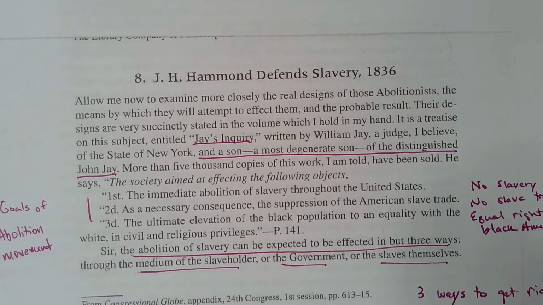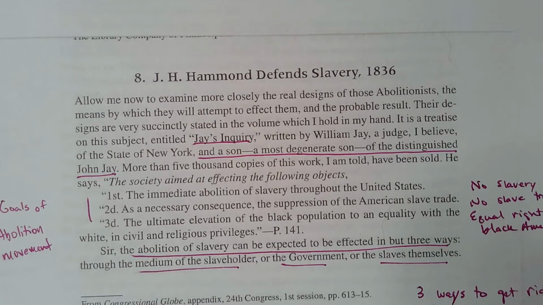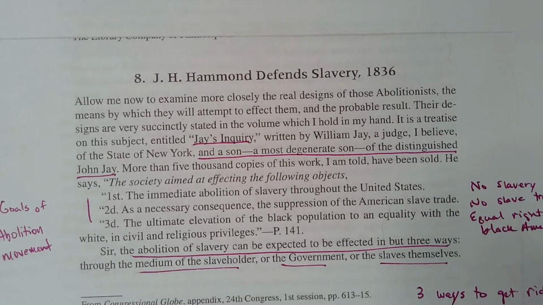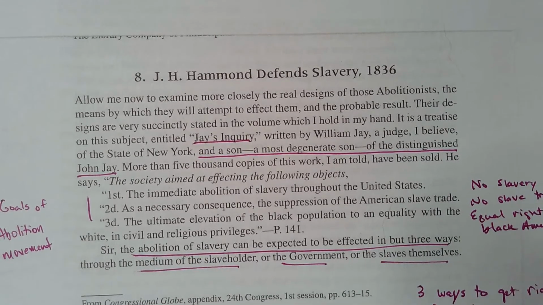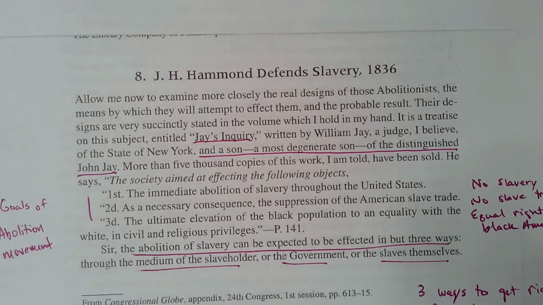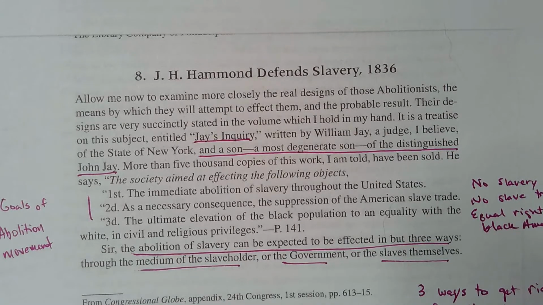Certainly, some abolitionists were. William Lloyd Garrison gets there eventually. Of course, Frederick Douglass is demanding those things. But by and large, most of the abolitionist movement was not arguing for equal rights. They just wanted slavery gone. So we already can tell that Hammond is exaggerating a bit.